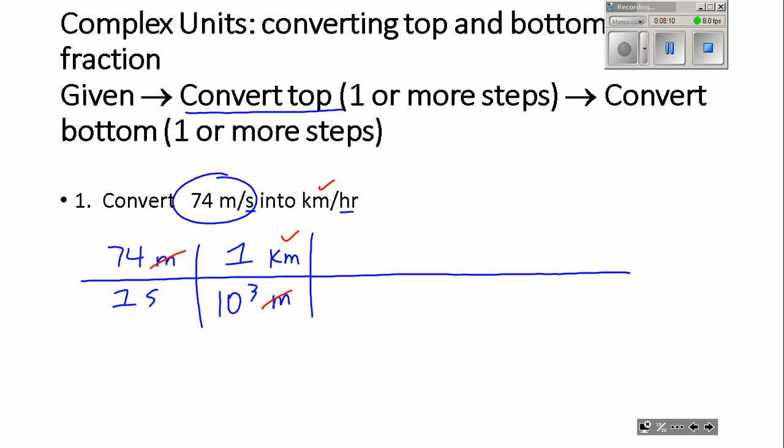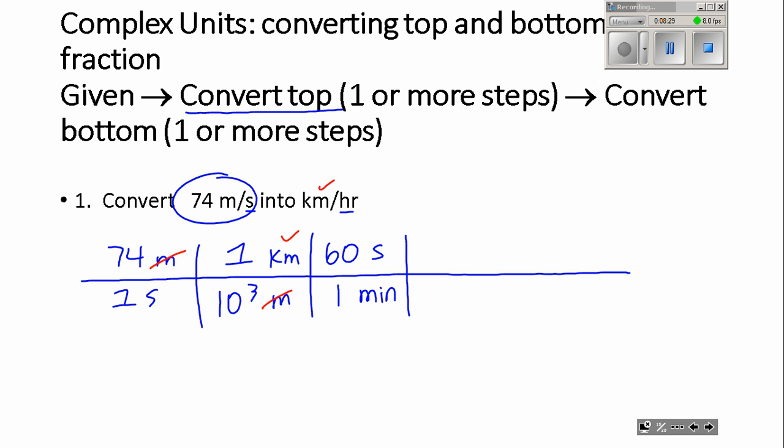When the bottom unit is present and we're trying to convert the bottom unit, you have to take the bottom unit to the top of that step and convert from seconds to... we don't typically convert from seconds to hours. So what we're going to do is convert from seconds to minutes first. Okay, so what do we know? That in 1 minute we have 60 seconds.